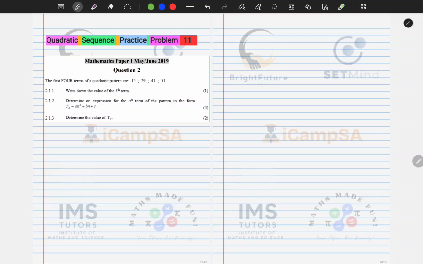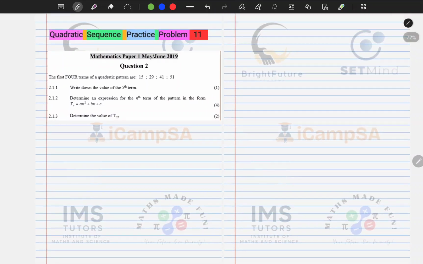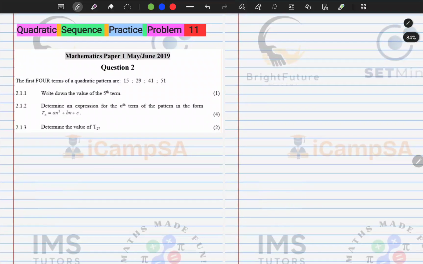In this edition we are looking at practice problem number 11, and this is from the May-June 2019 exam. So the statement reads, the first four terms of a quadratic pattern are 15, 29, 41, 51. Then the first question, 2.1.1, requires us to write down the value of the fifth term. So let's go ahead, 2.1.1.